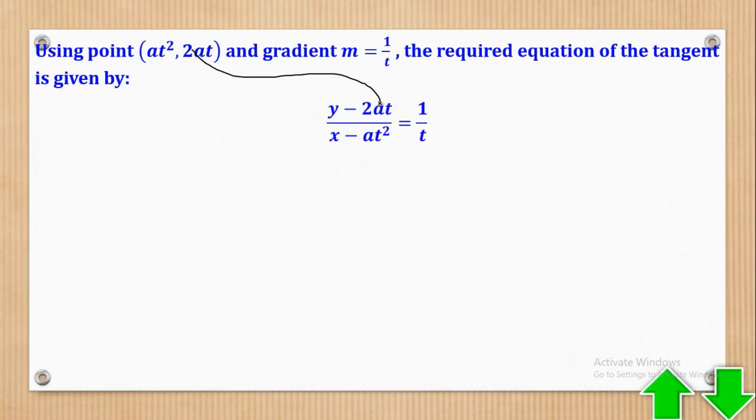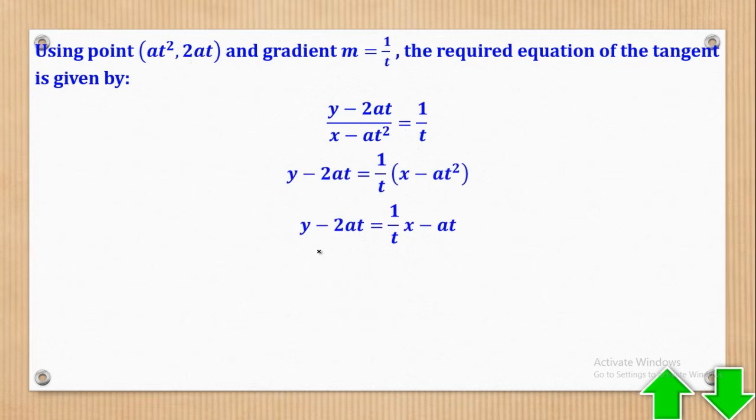So this change in y over change in x is equal to the gradient. Cross multiply, rearrange, and make y the subject. So this will be the equation of the tangent.